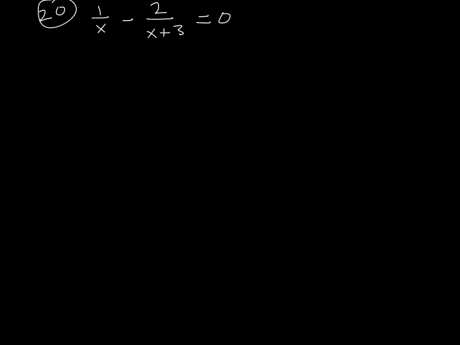And last but not least, question 20. So again, what I personally would do first with subtraction, I would go plus and then make that a negative 2. Otherwise, a lot of people forget that subtraction is like a negative. So what's my common denominator here? It would be x times x plus 3. So I'm going to have that on both equations.